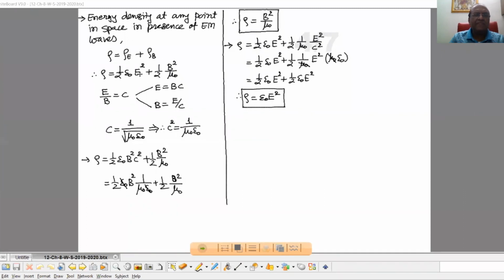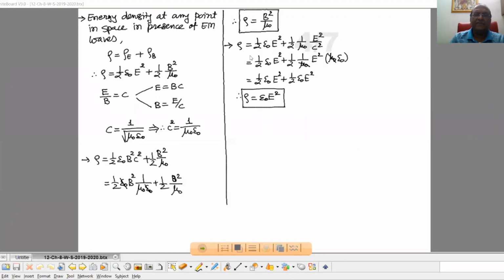Suppose first we substitute E equal to BC. So our equation will be rho equal to half epsilon 0 B square C square plus half B square upon mu 0. But now replace C square by 1 upon mu 0 epsilon 0. So in this first term, epsilon 0 will be cancelled. So you will get half B square upon mu 0 plus half B square upon mu 0. So resultantly you will get energy density, that is B square upon mu 0.